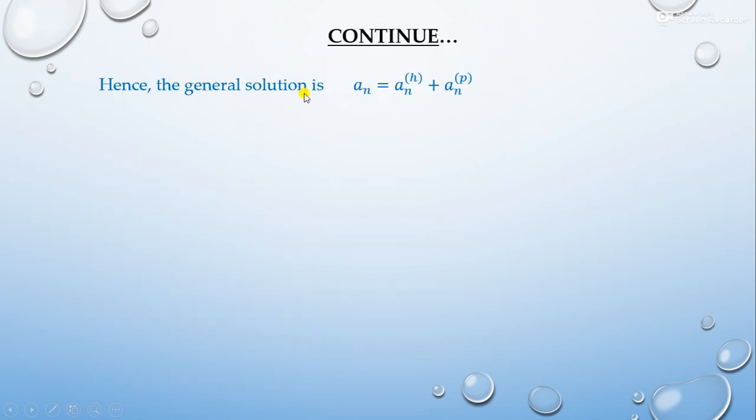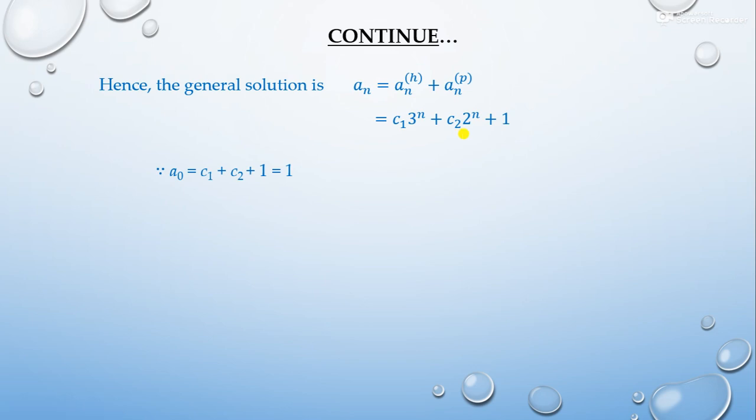So our general solution is given by a_n equal to homogeneous solution plus particular solution. So put here the values of these. It becomes C1 3 raised to the power n plus C2 2 raised to the power n plus 1. So this is our general solution. Now we have these two constants also, C1 and C2. So how can we calculate these values?